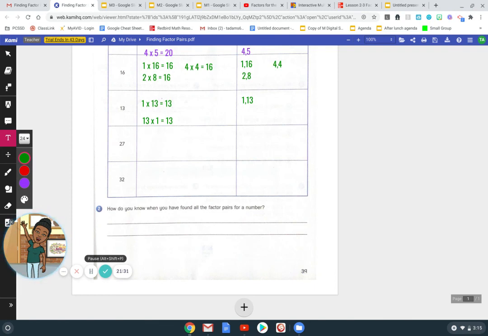And that's it. You are all done. If you have questions, ask your group in the chat. Use your captains. Let's work together to determine the equations and the factor pairs for these missing numbers.